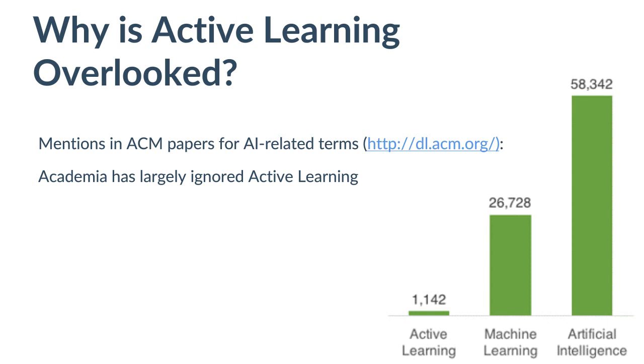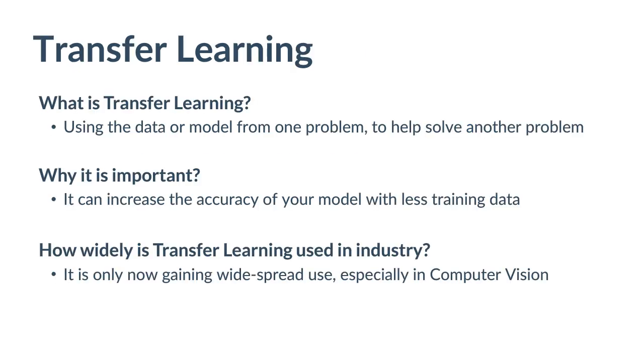And here are just some simple stats. If you look at papers in ACM over, I forget the time period, I think it might have been the last decade, you'll see that mentions of machine learning and artificial intelligence are in the tens of thousands, and active learning is only mentioned about 1,000 times. So that's an order of magnitude less focus, relative to just changing the algorithms themselves.